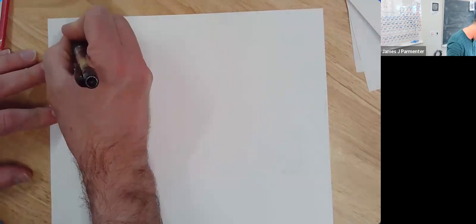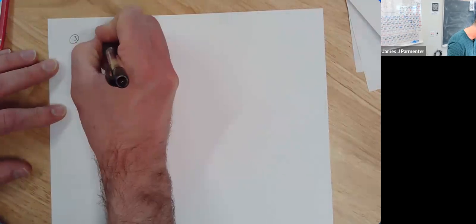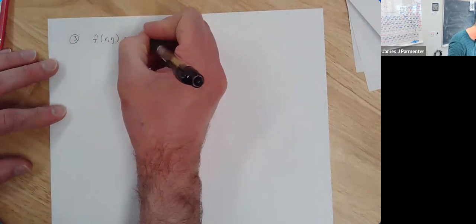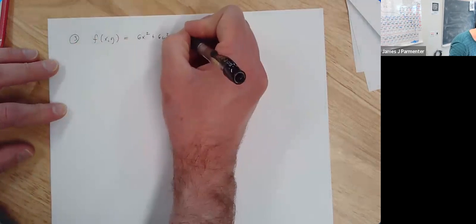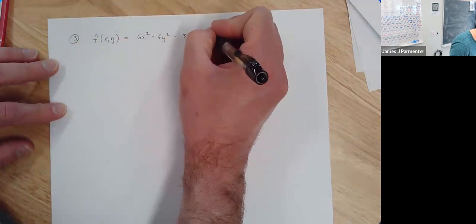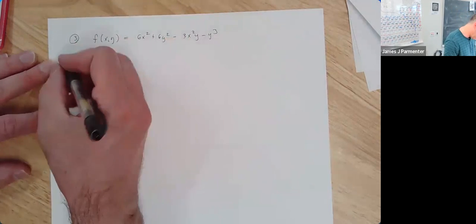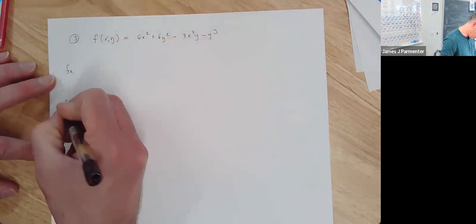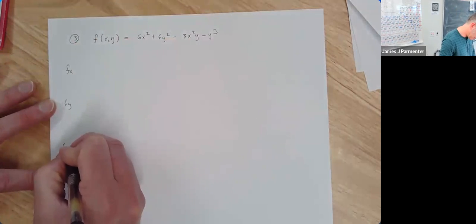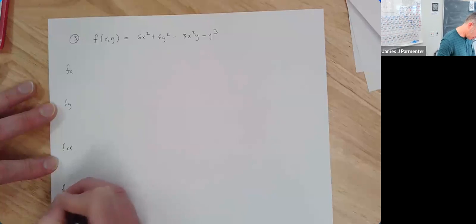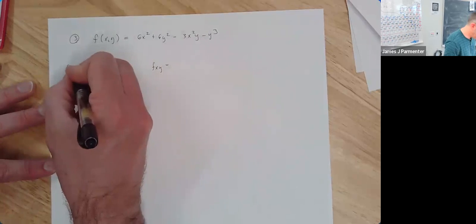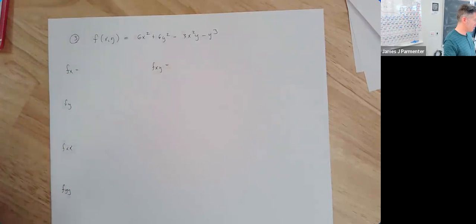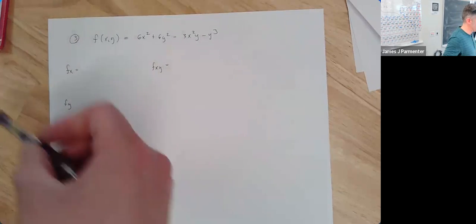Let's say our function is f of x comma y equal to 6x squared plus 6y squared minus 3x squared y minus y cubed. Go ahead and find fx, fy, fxx, fyy, and then the mixed partials. I will point out, not that it's super duper important, but I am not saying f of x, because f of x is like f parentheses x. I'm really saying fx, nothing in between, because that's usually the way we say these partial derivatives.